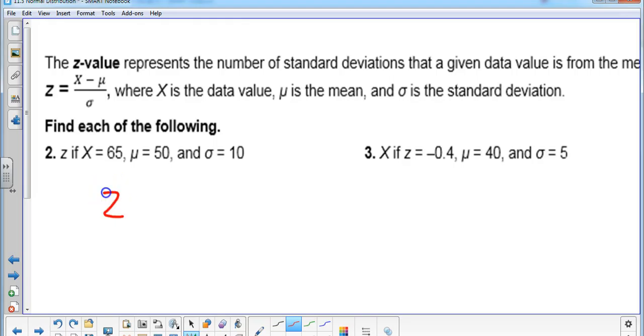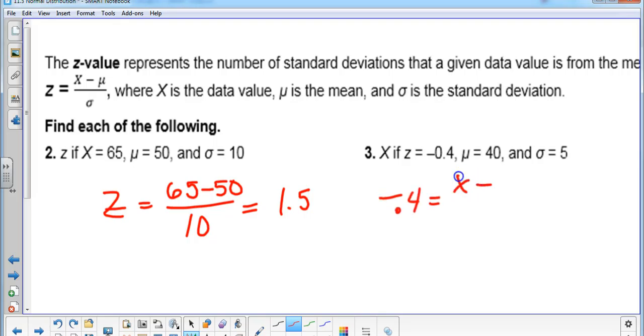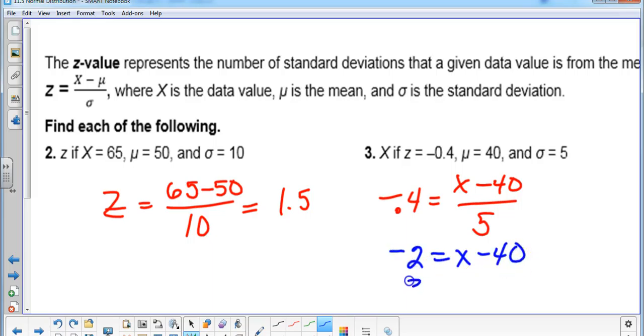It says find the z-score. If your score was 65, the mean was 50, and the standard deviation is 10, sorry. What do we get? Okay. What if your z is negative 0.4, and the mean was 40, and the standard deviation was 5? How do you work backwards and figure out what your score was? 5 times negative 0.4 is... plus 40 is... So on a test that had a mean of 40, you scored a 38.